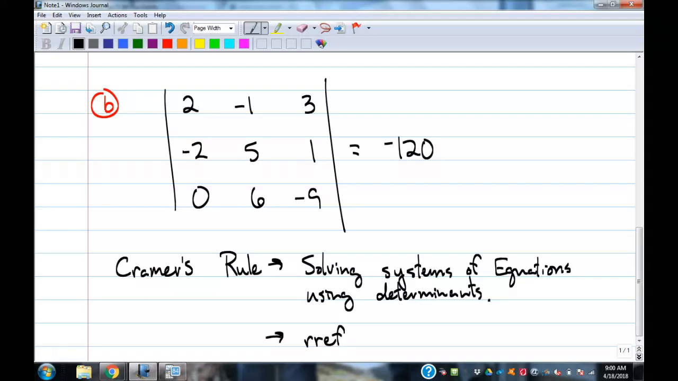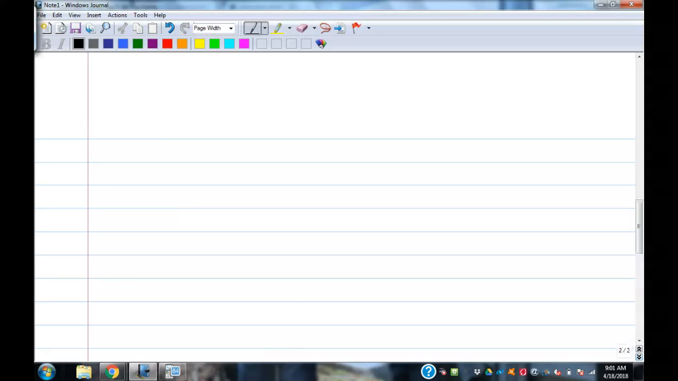It works. It's wonderful, but we have reduced row echelon form, which really works great and is quicker. So that's what we're going to use. So you've heard of Cramer's rule. I've checked the box that we've talked about Cramer's rule. All right. Now let's do some matrix operations.